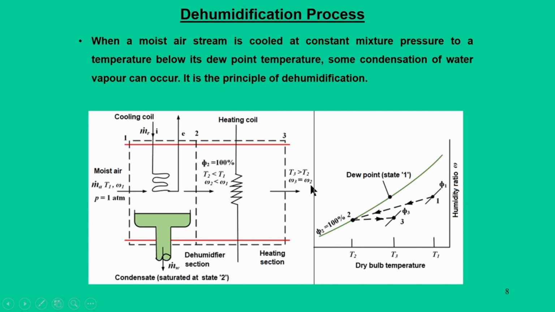Basically, what the user requirement is something else, and that user requirement is maybe at state 3, while the moist air which is available is maybe at the inlet state. So, we have to design a system such that from the available state, the state of the moist air is changed to the user requirement state.